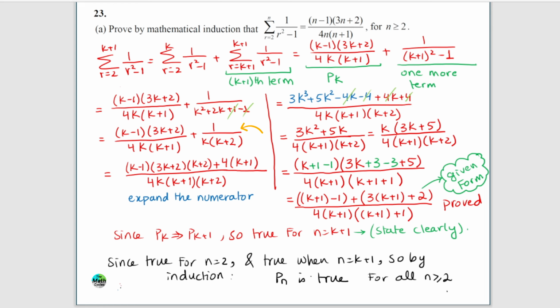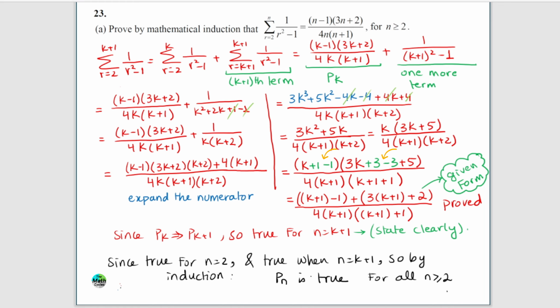This is equal to (k minus 1) into (3k plus 2) over 4k into (k plus 1), plus 1 over k into (k plus 2). Write as one fraction. So you get (k minus 1) into (3k plus 2) into (k plus 2) plus 4 into (k plus 1), over 4k into (k plus 1) into (k plus 2). Now simplify the first term in the numerator. You get 3k cubed plus 5k squared minus 4k minus 4 plus 4k plus 4. Now the numerator simplifies to 3k squared plus 5k. So the answer is take k common outside, into (3k plus 5), over the denominator.